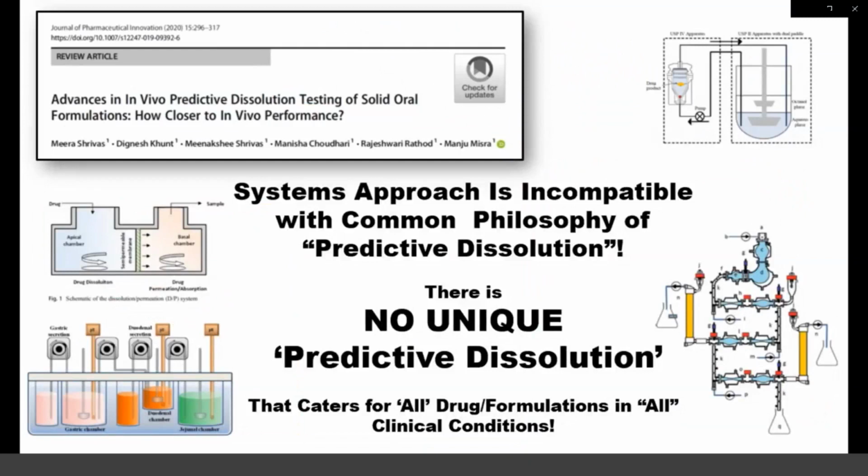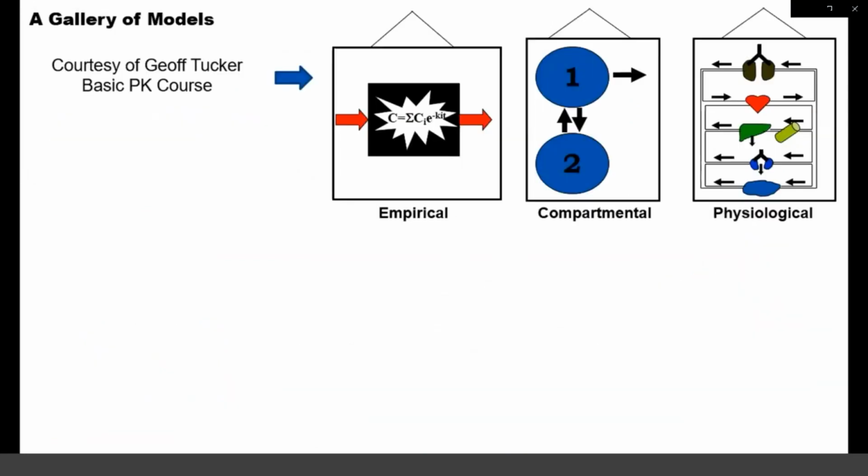So the idea here is to change the philosophy and accept that what comes out of any specific system cannot be a predictive dissolution for all different drugs and formulations in all different conditions. However, we should analyze such data in a way that we get the intrinsic values that are associated with that particular drug and formulation, and then propagate via the physiology to all different conditions.